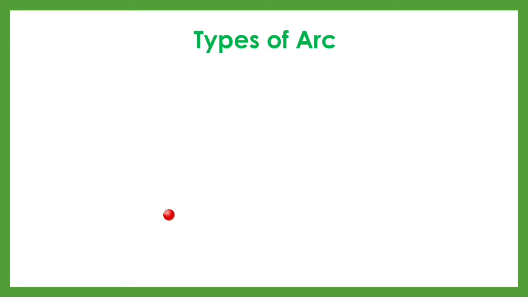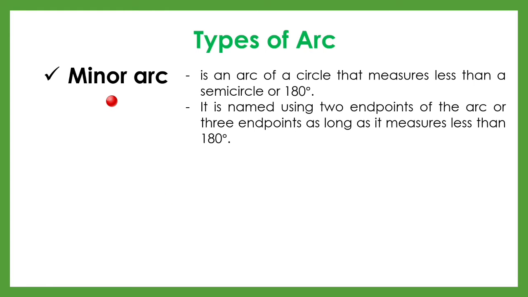Let's have the second type of arc. That is minor arc. What is a minor arc? Minor arc is an arc of a circle that measures less than a semicircle or 180 degrees. So, mas mababa sa 180 degrees. It is named using 2 endpoints of the arc or 3 endpoints as long as it measures less than 180 degrees. So, pwedeng 2 endpoints ng arc or 3 endpoints ang ipapangalan sa minor arc.